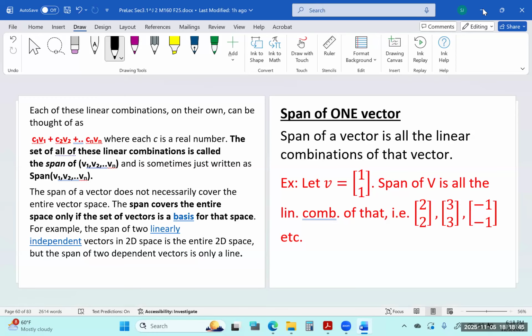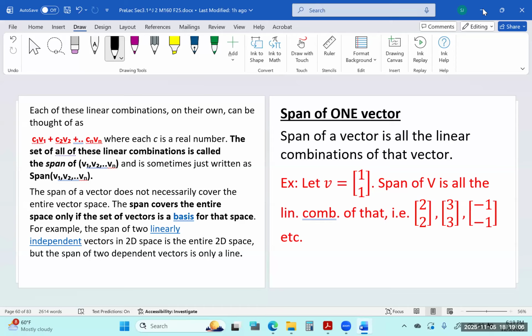Okay, so span of one vector. If you are in R2 space and you have only one vector, not basis, actually, just one vector, then what do you get from all the linear combinations? So let's say we have only one vector in R2 space.